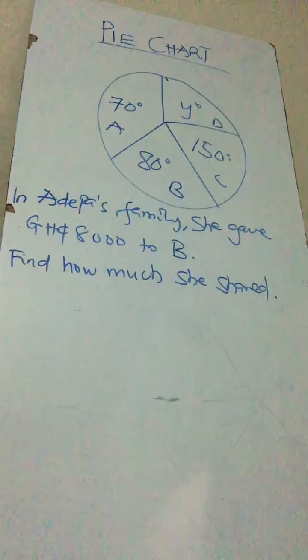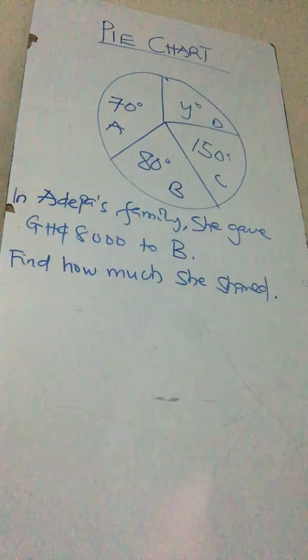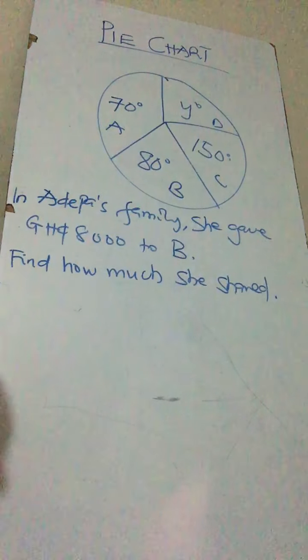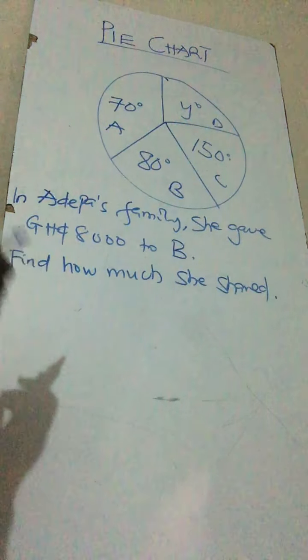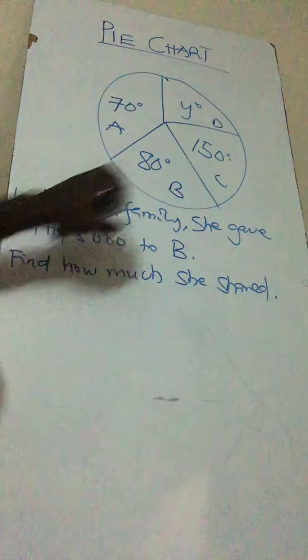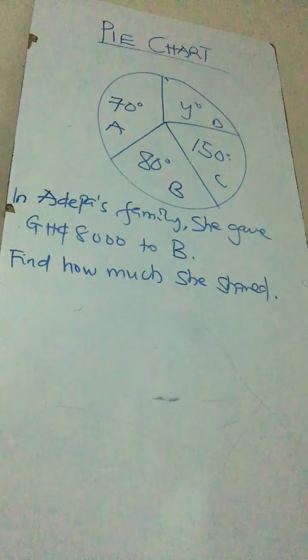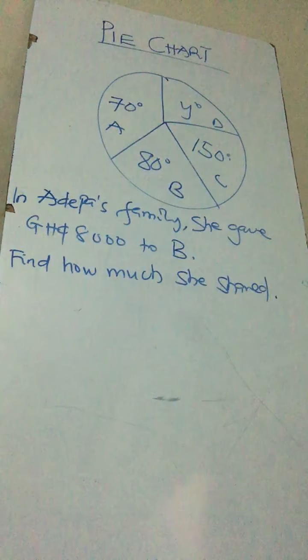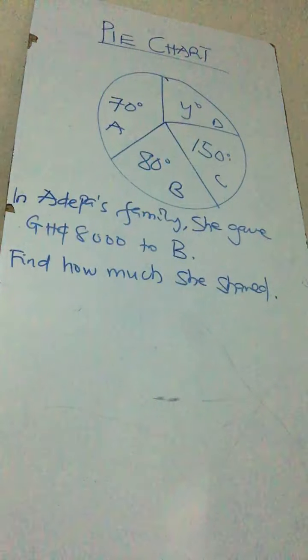Example, if your parents are giving money and then they don't tell you how much they are sharing to you, but they say, oh, Kofi had 6,000, and then they give you these angles. So from these angles, you'll be able to calculate the total amount that was shared. It is similar to this question. So with this question, Adipose family, she gave 8,000 to B, and so with this, we have to calculate the total amount that they were distributed. You get it? And so this is a clue for you to help you understand it. We get it? All right.